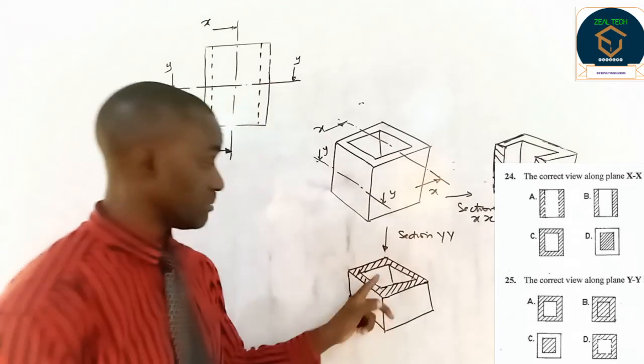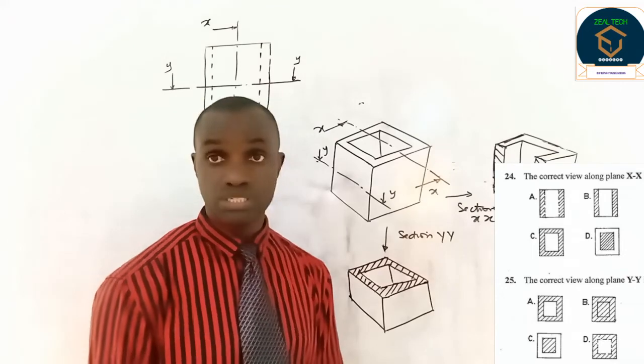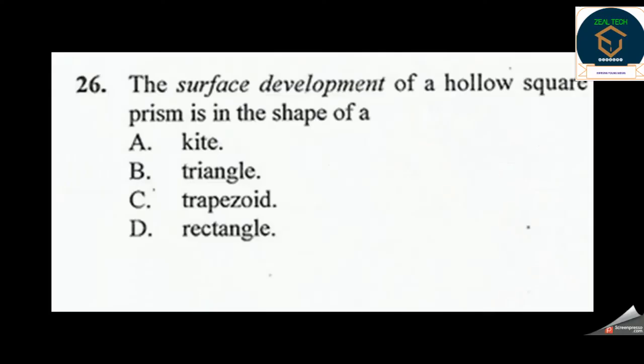There is a hole in the middle, so B cannot be right and C is wrong. Same thing with D. The correct answer is A. Question 26. The surface development of a hollow square prism is in the shape of what? The correct answer is D. A prism has vertical sides. So imagine using a knife to cut it open and stretch the whole sheet. What you're going to have is a rectangular shape. So the answer is D.